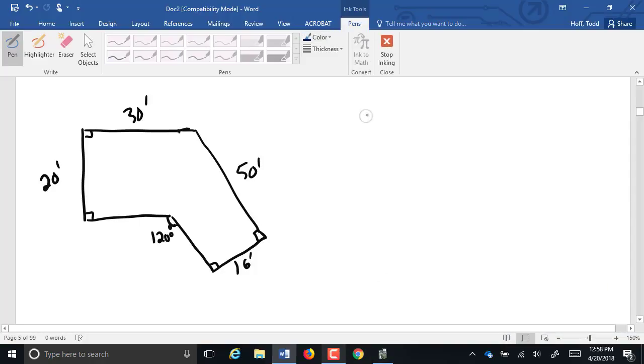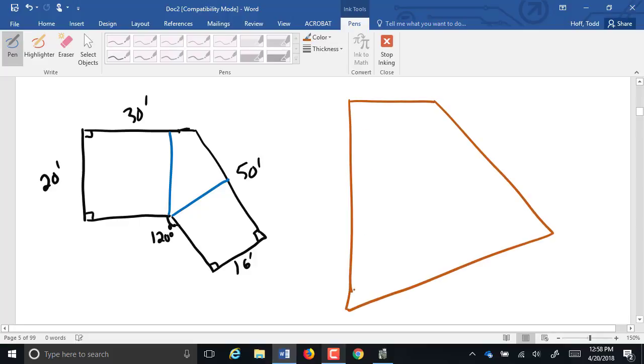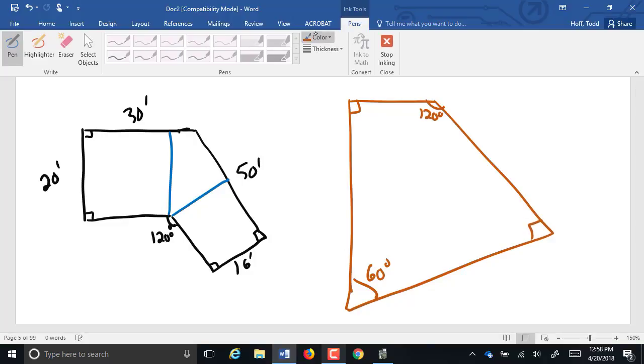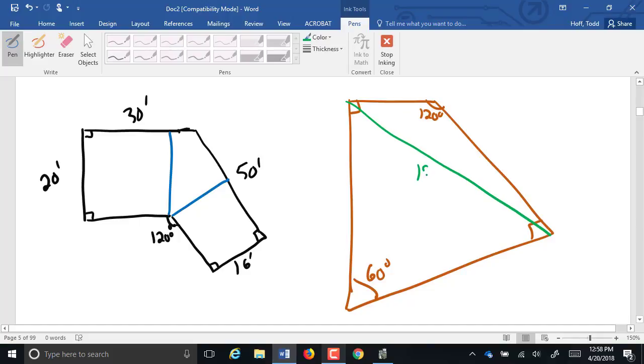Let's see how this is going. So we're gonna cut it like that. We're gonna redraw that figure here. What's this angle right here? 60. Of course, 90, 120, and 90. We cut this across here. What'd you get for a length? 18.33 feet. Okay, what'd you get for this angle? 49.10 degrees. Makes this one over here 40.90 degrees, right?